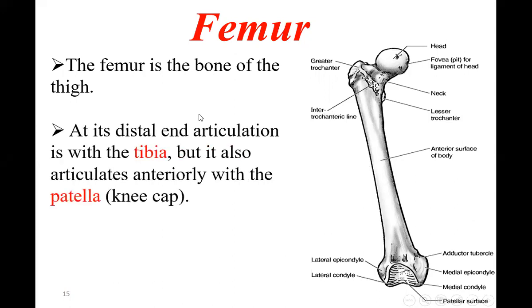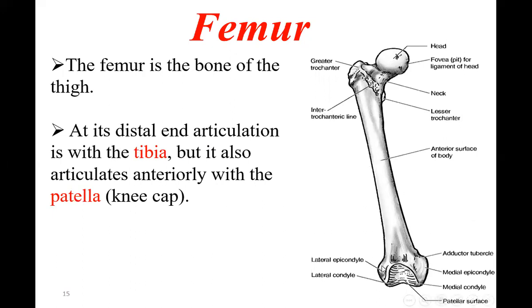At its distal end, it articulates with the tibia. If you see here, this is called the distal end. This is the proximal end where the head of the femur is present. Just like in the case of the humerus, the head of the humerus, similarly here also there is a ball type of head called the head of the femur.